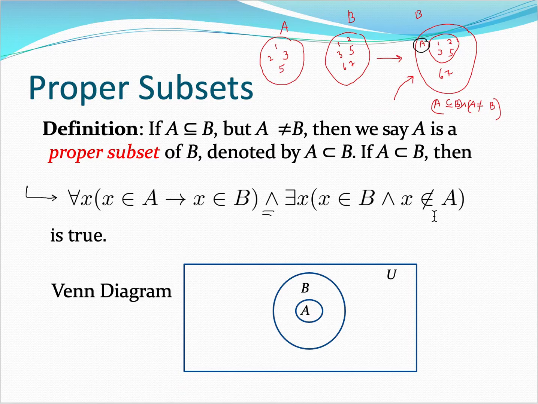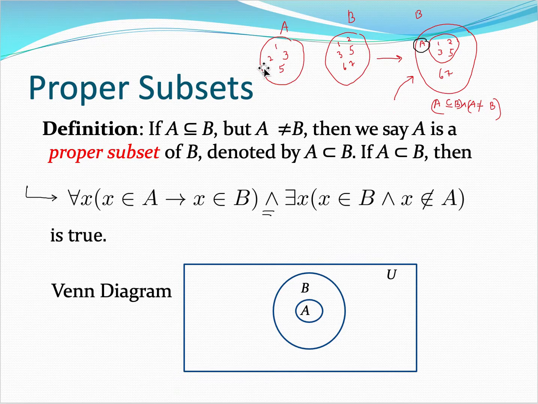This is the diagram of our proper subset, where U is denoted as the universal set, and then we have two sets here, set B and set A. There exists some element in A, and that element also exists in B. But there is also an element which exists in B, but does not exist in A.